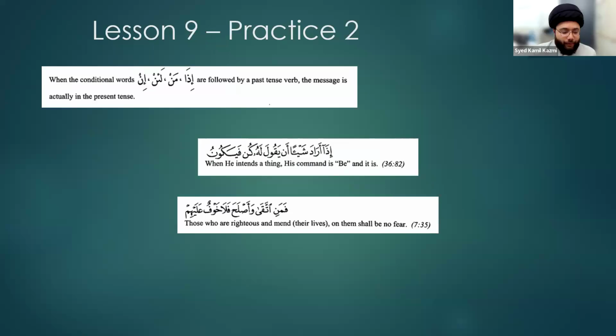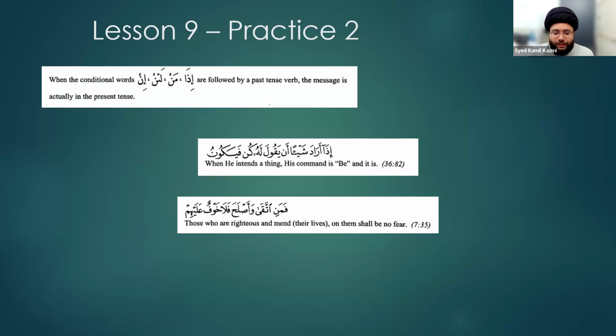The next point that I want to cover today is, let me see how much time. Okay, should hurry up a little bit. When we have certain conditional words like iza, man, la'in, in, and they're followed by a past tense verb, the meaning of it is taken to the present tense. So a very famous verse is this one right here.